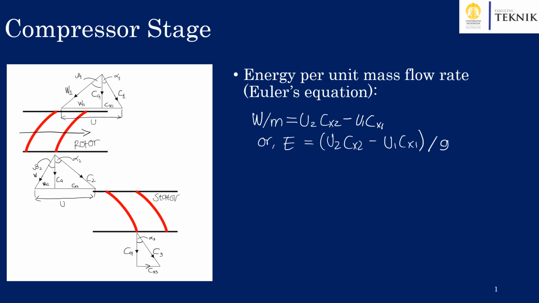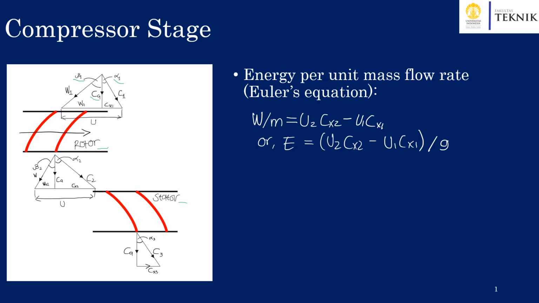To perform the analysis of an axial compressor, we need to look at a complete set of a single stage in an axial compressor that consists of a rotor and a stator. In this case, all of the angles, alpha and beta, between the inlet and the outlets are referred to the axial velocity, or CA.